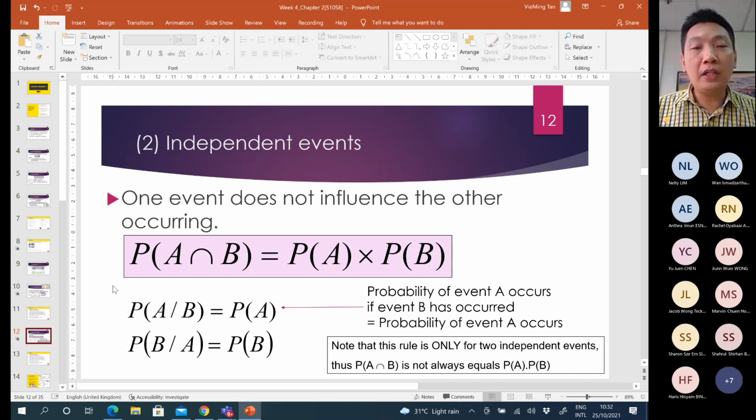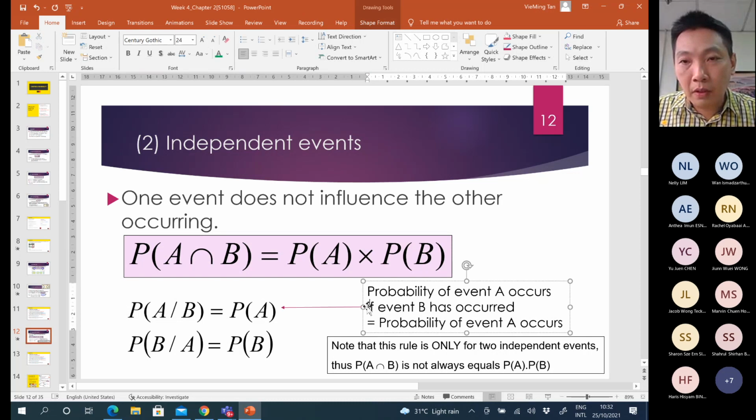So for independent events, we have some characteristics. If you want to calculate probability A intersect B, the formula is probability A multiply probability B. This only happens for independent events. And if you want to calculate probability A, given that B already happened, this slash symbol means given or if.